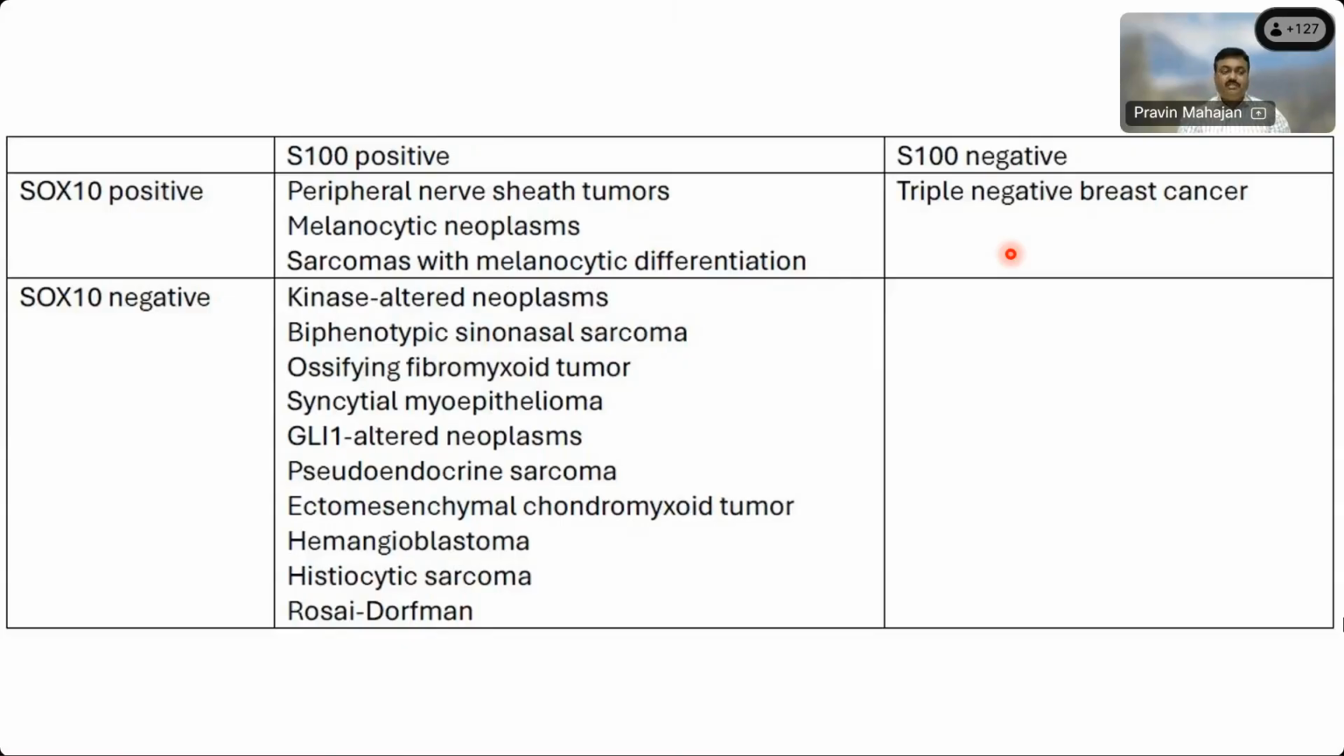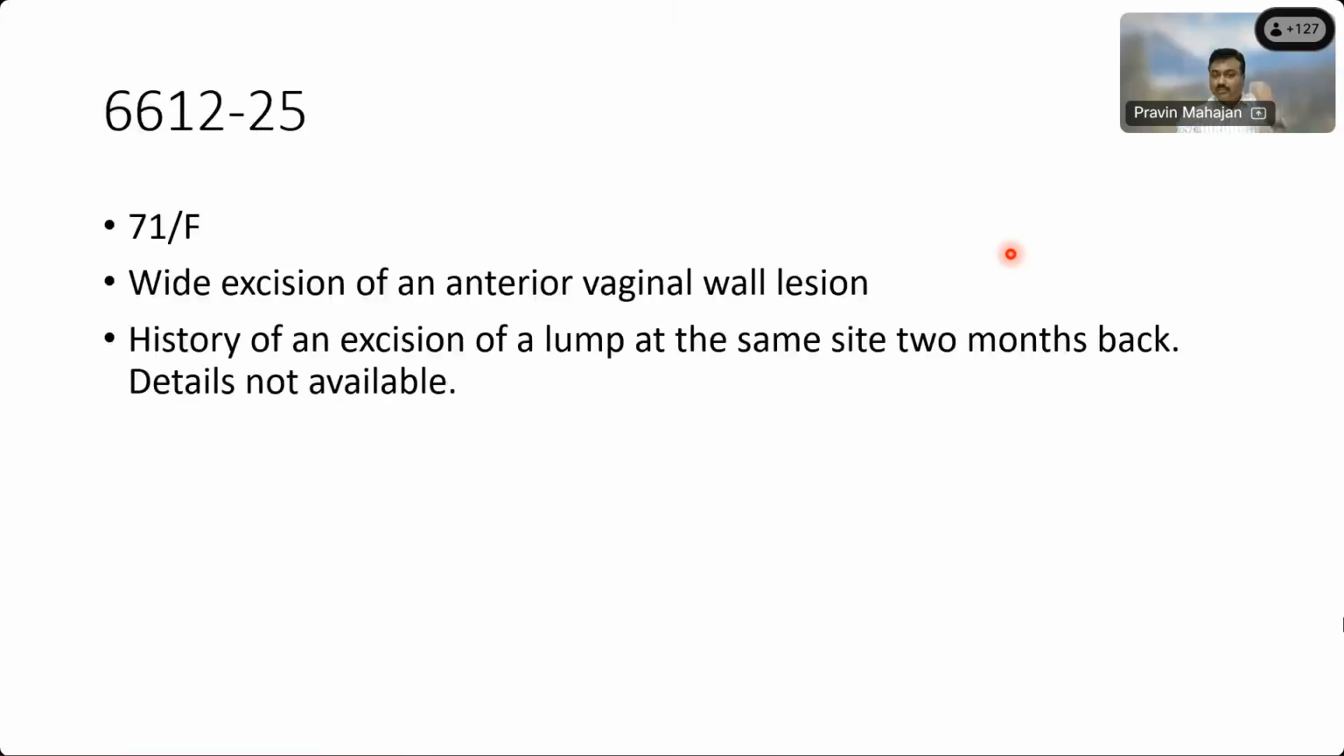Although the much better marker now for triple negative cancer is what is called TRPS1. If you have that, then you can do that marker also. But if you don't have it, SOX10 may help you in at least a good proportion of cases. So this was a spindle cell melanoma. I'll just quickly go through another case like this.